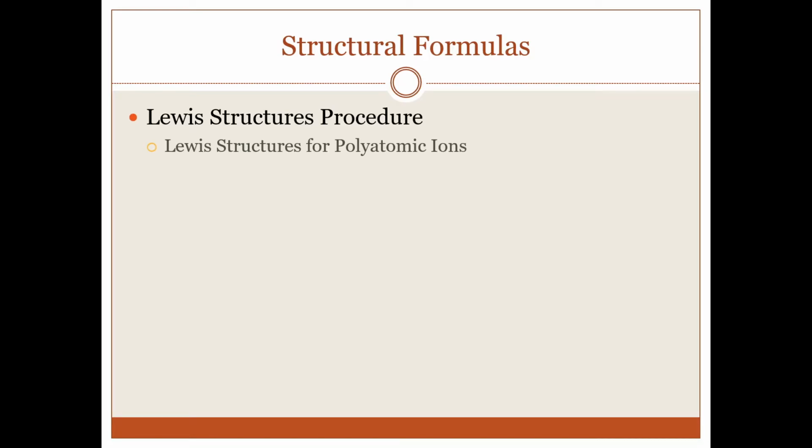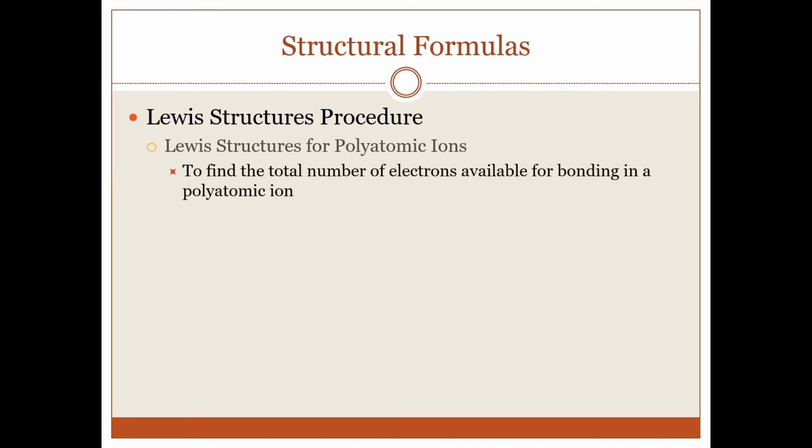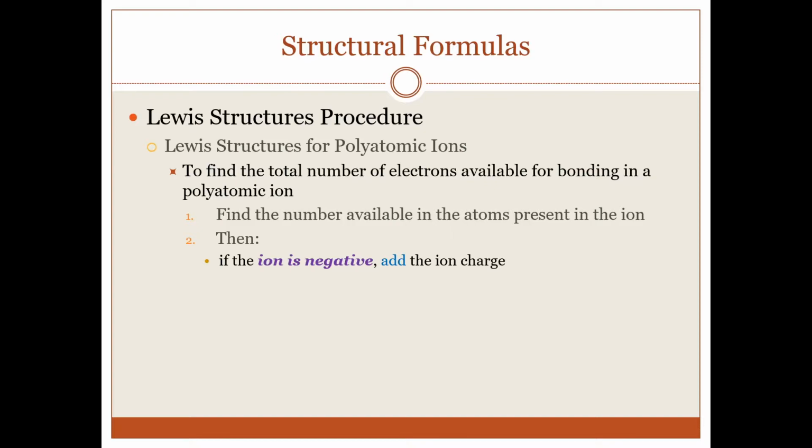Lewis structure for polyatomic ions. To find the total number of electrons available for bonding in a polyatomic ion, first, try to find the number of electrons in the atoms present in the ion. Then, if the ion's negative, add that charge. Or, if the ion's positive, subtract the charge.